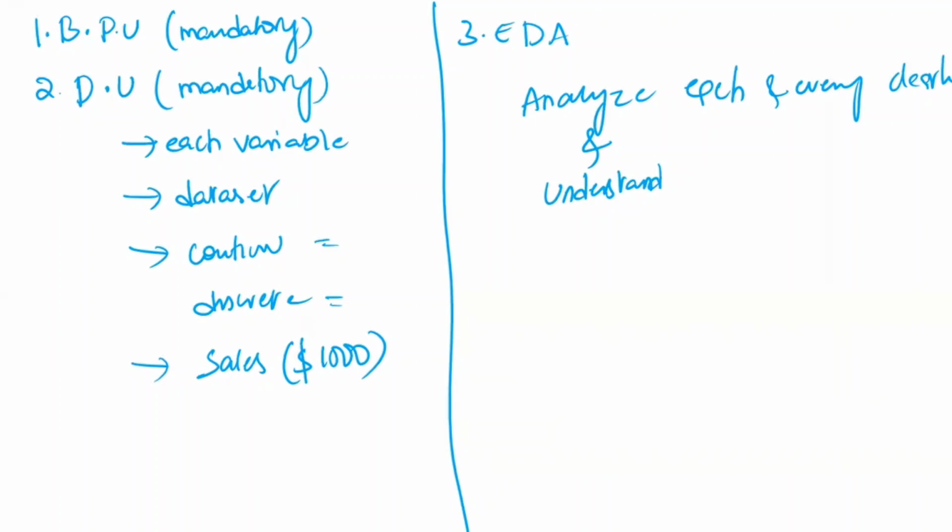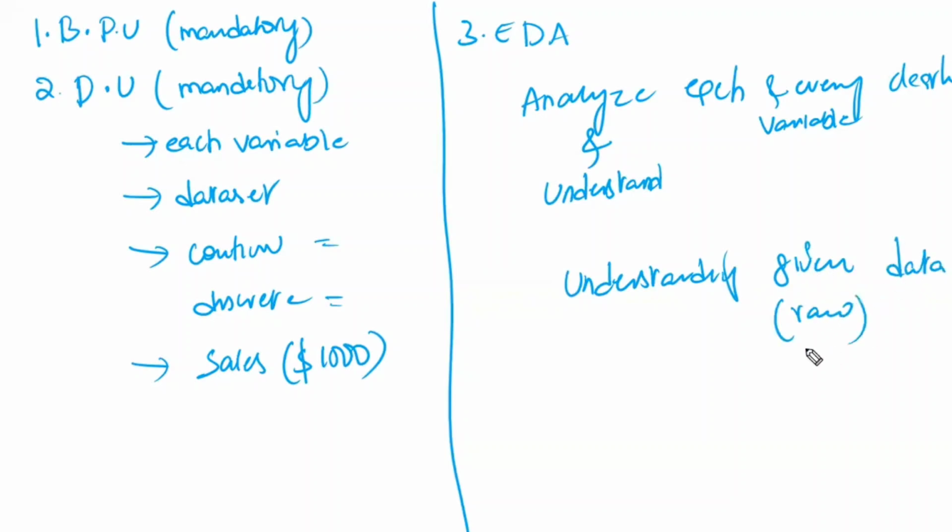That should be done in the EDA only. EDA is understanding each and every variable, understanding your data, understanding your raw data very clearly. Understanding the given data. Given data is called raw data, not the clean data, raw data. Okay, so these three are mandatory.